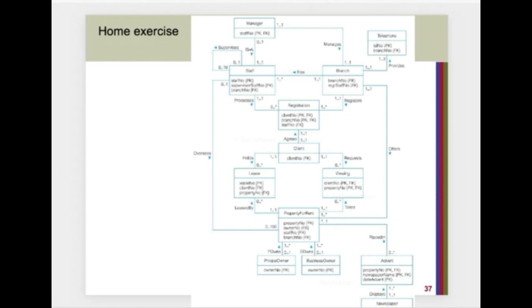Okay guys, this is an exercise for you to practice at home. You see here several types of relationship, including these entities: manager, telephone, branch, staff, registration, client, lease, viewing, property for rent, advertising, newspaper, and all that. For each of the relationships, you have the cardinality and the participation. So what you should do is look back into the slides and see how I taught you, and then considering all those things, convert them into tables.